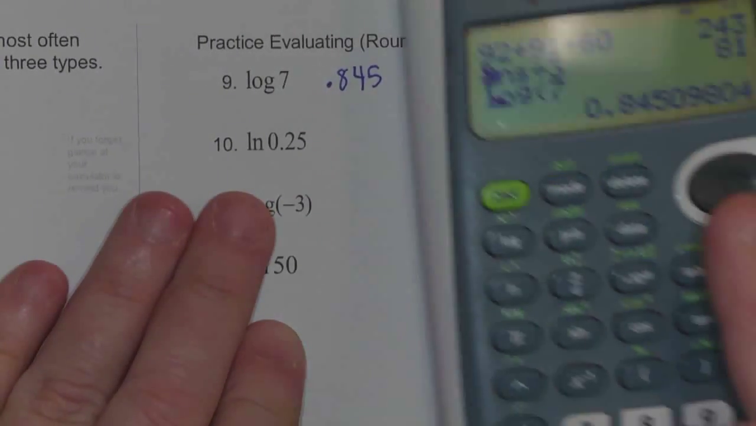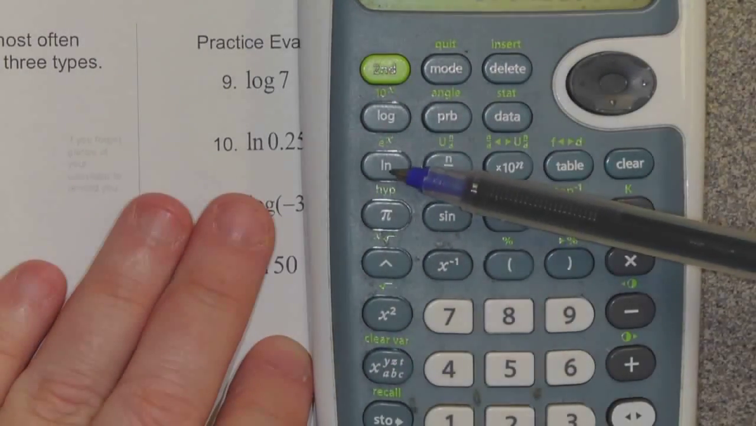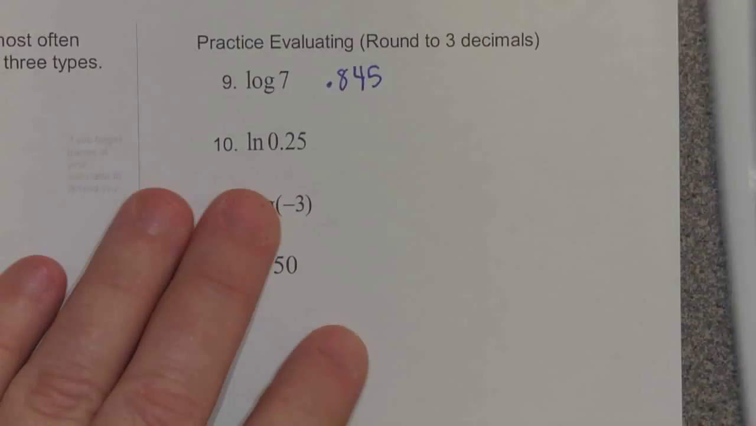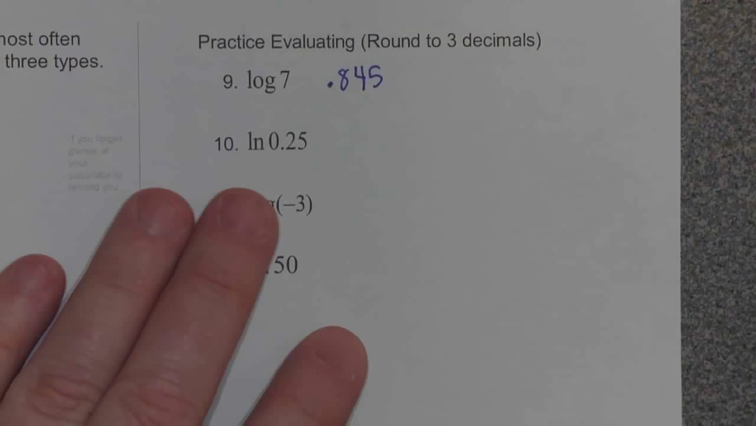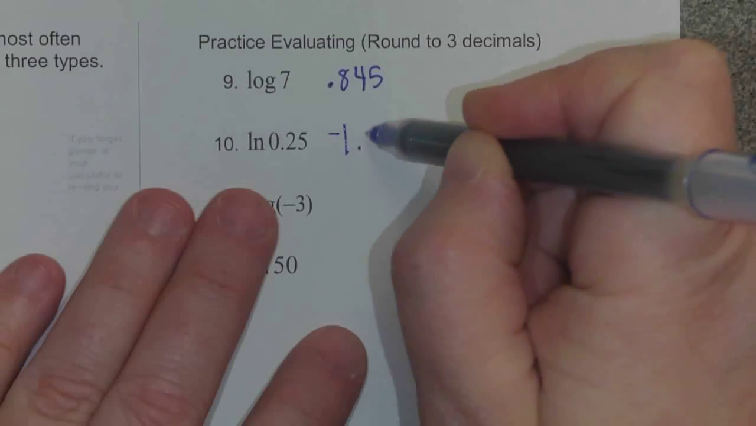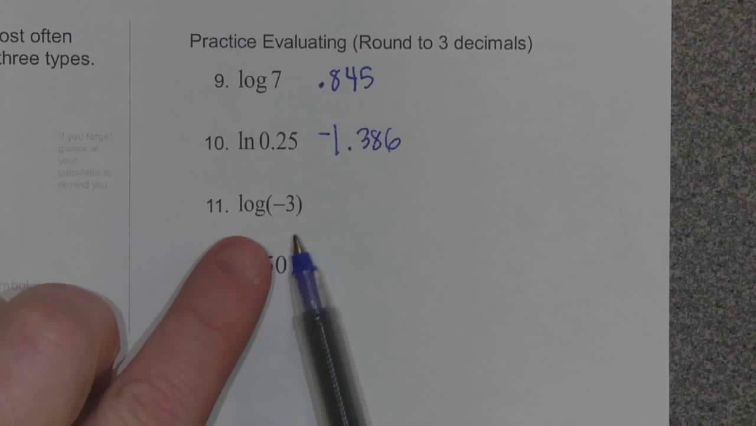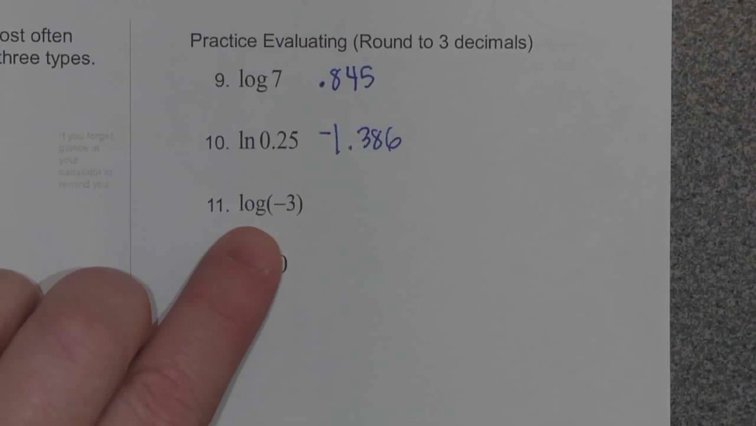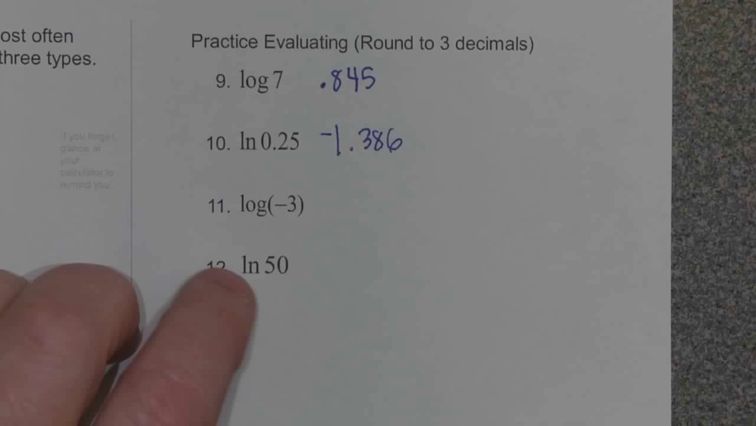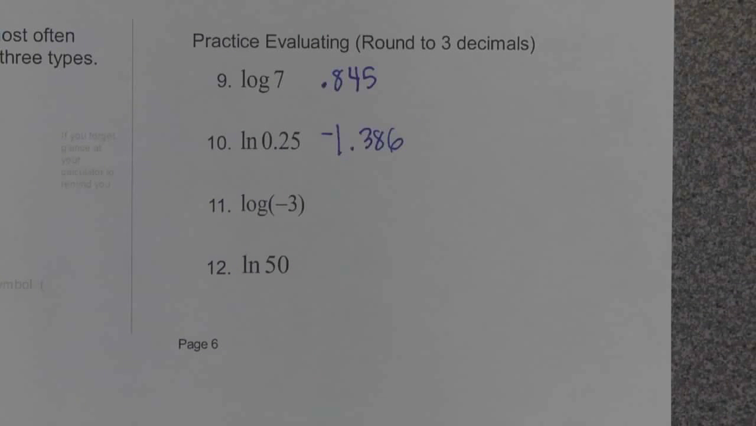Okay, the natural log this time, the natural log is the key right below it, the ln key. So this time you're going to do the ln of 0.25. And you get negative 1.386 if we're rounding to 3 decimal places. You're going to do the log of negative 3. What's the difference between ln and log? Okay, the log is in base 10, and the ln is in base e, which is the 2.7 number. So those are the two most common logs that we use, but the log one is in base 10.